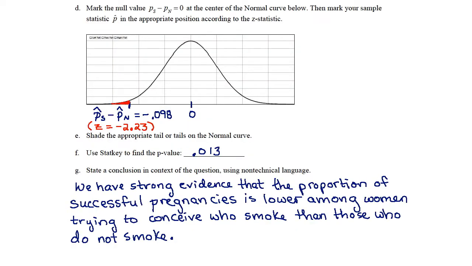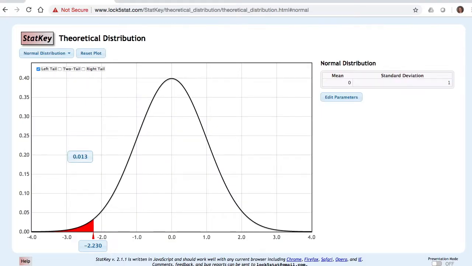So coming to the second part of this, we mark our null value of 0 at the center, our sample statistic and z-score off to the side, because the z-score is what we use when we go into StatKey. And that gives us a p-value of 0.013. This was a left tail test because our alternative hypothesis was one-sided with a less than, indicating that it goes to the left.